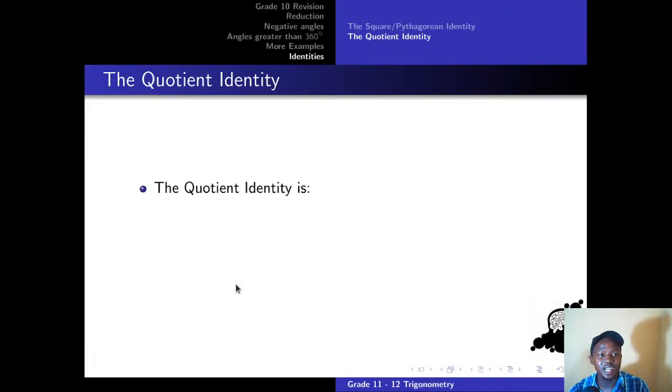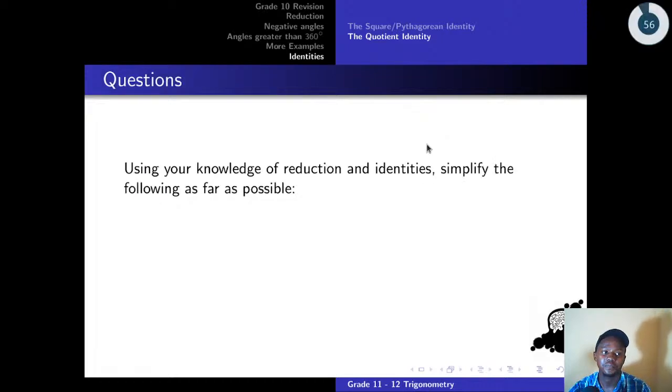Next, we have the quotient identity. Now, the quotient identity is expressed as tan of theta is equal to sine of theta over cos of theta. We've got a couple of questions here.